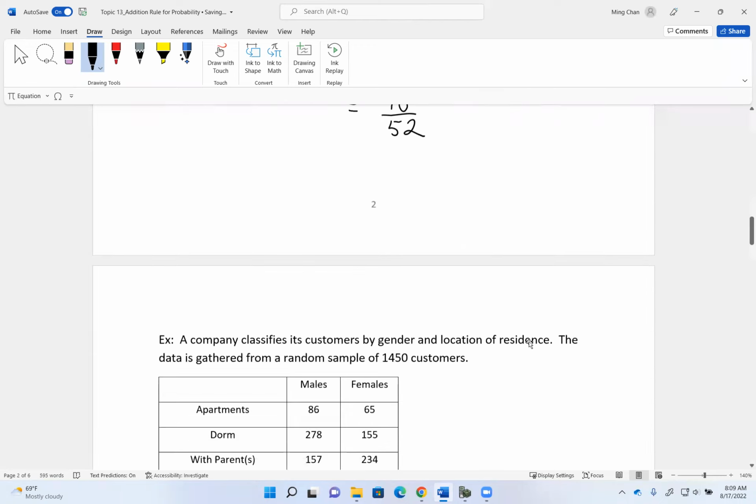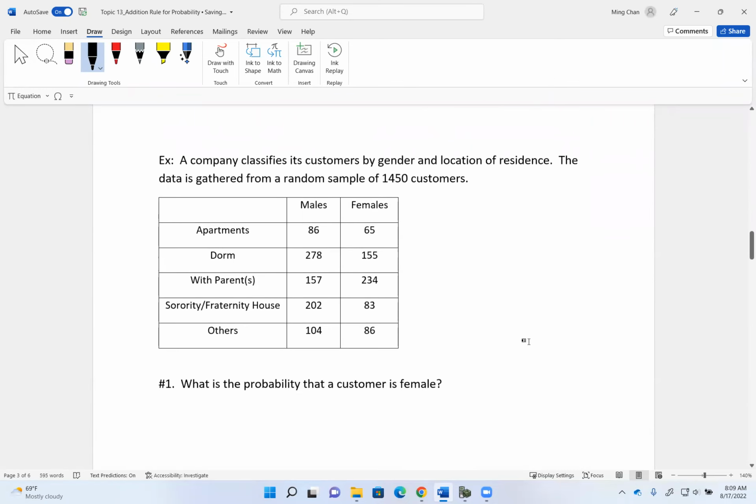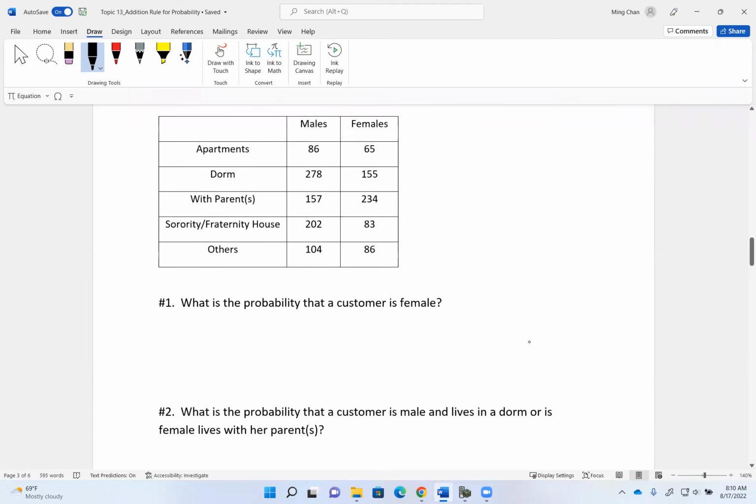Okay, let's try another type of problem. So this problem right here gives you a table. A company classifies its customers by gender and location of residence. The data is gathered from a random sample of 1450 customers, okay? What is the probability that a customer is female? So you have to read these problems very carefully. Probability just female. So we're not worried about where they live, just the probability of females.